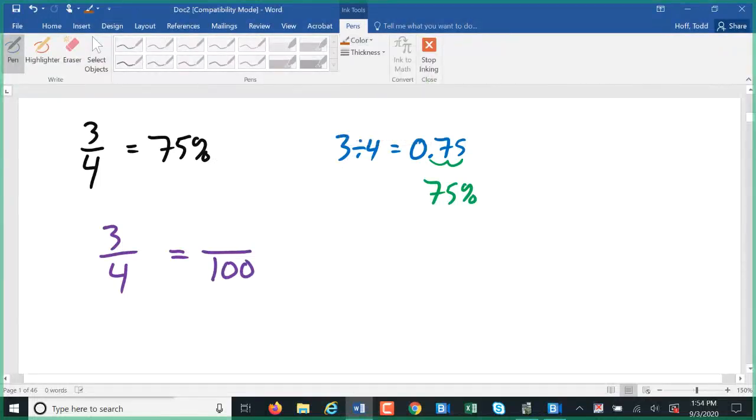Now when we look at this, we have to figure out what do you multiply 4 by to make 100, and that's going to be 25. So we do 3 times 25 is 75. So 75 out of 100, which is 75%.